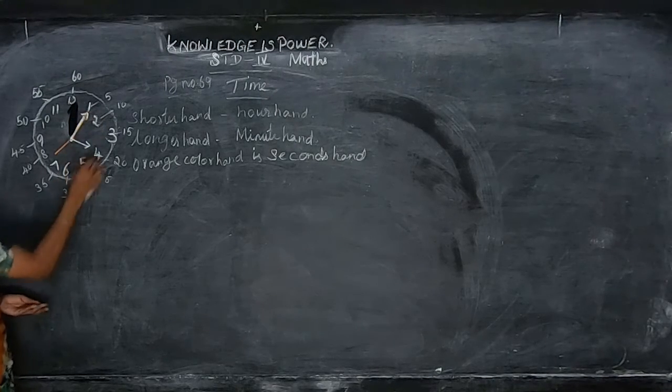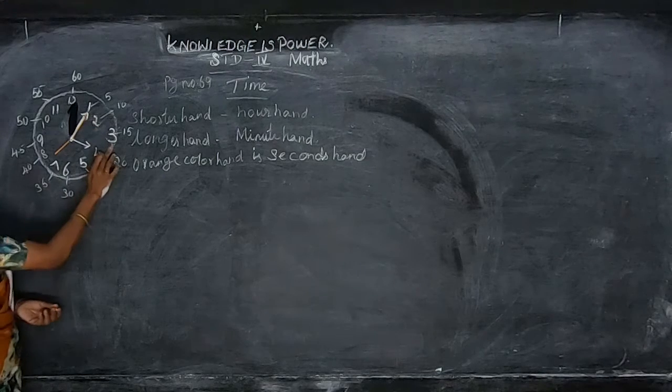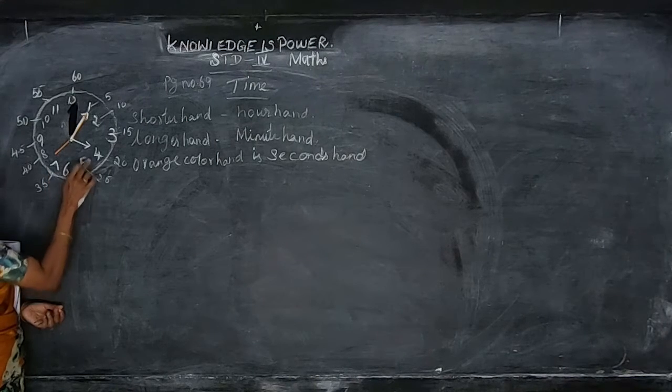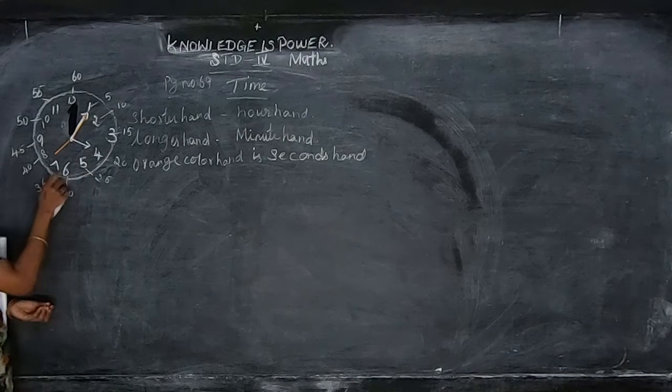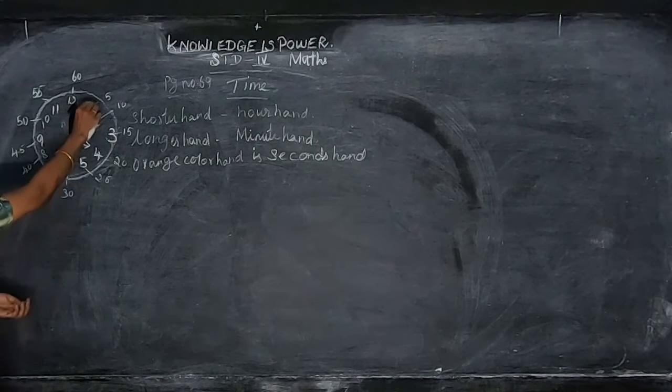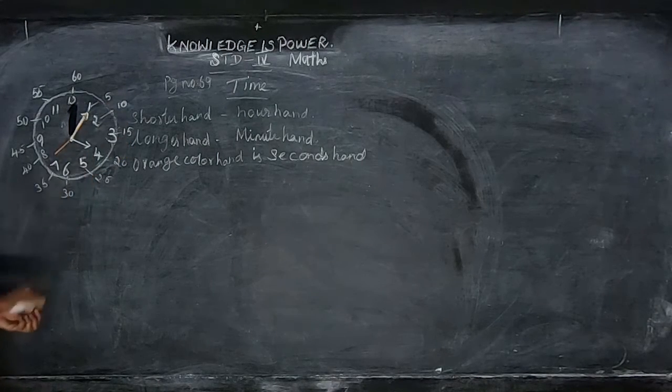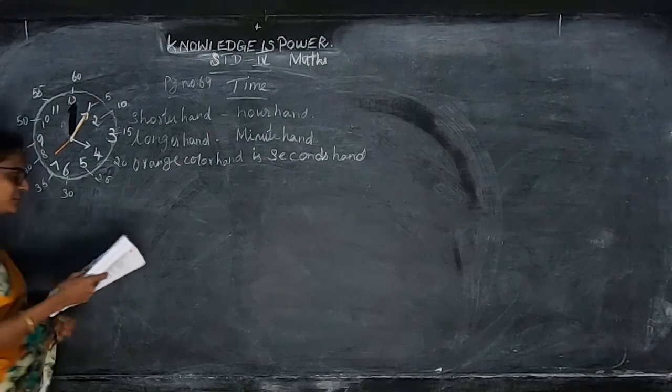So 4 at 2 is 10, at 3 is 15, at 4 is 20, at 5 is 25, at 6 is 30. So like that, each one will be minutes as 5 minutes, 10 minutes, 15, 20, 25, like that only 60 minutes will be.